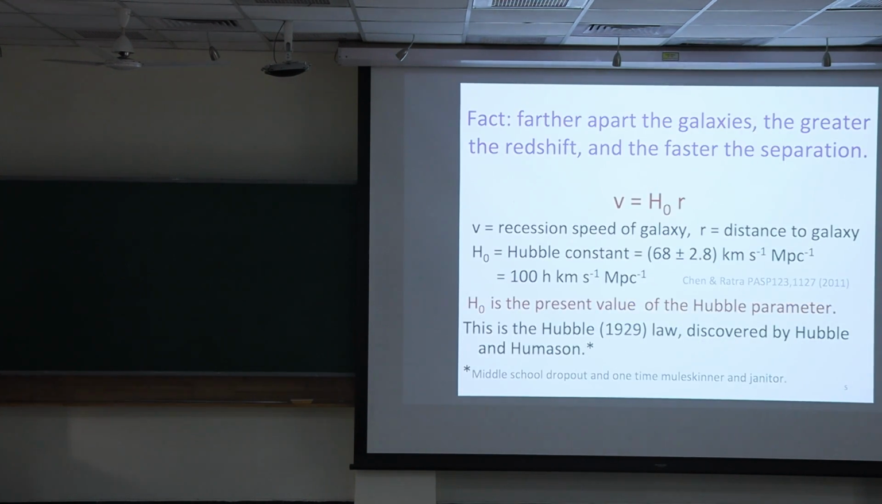So we know the Hubble law. A galaxy a distance r from us is moving away with this speed, and H0 is the Hubble constant. My favorite value is 68 plus or minus 2.8 kilometers per second per megaparsec. This law holds at all times, but the constant of proportionality depends on what time you're looking at, and then it becomes the Hubble parameter, which is a function of redshift or time, and H0 is the current value of the Hubble parameter.